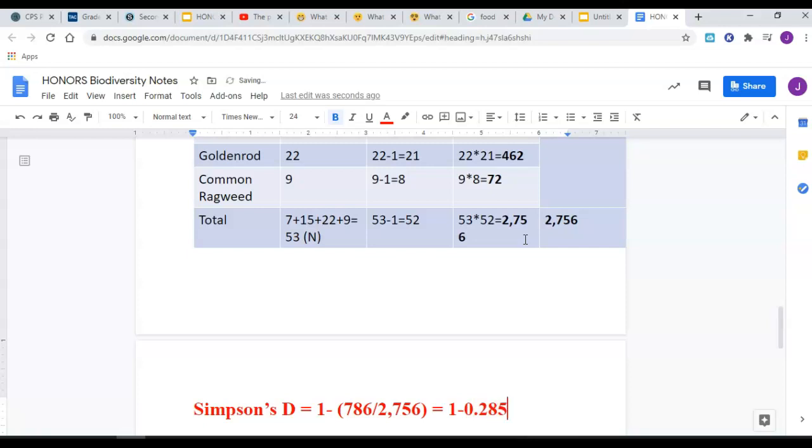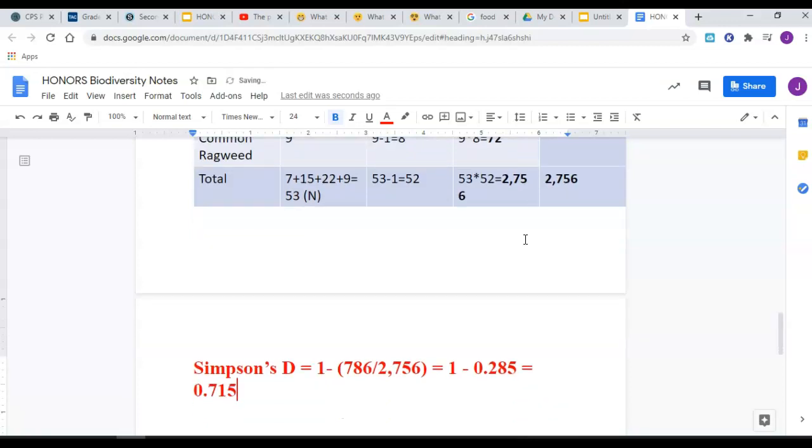All right, I get 1 minus 0.285, which is the same as 0.715. Okay. There's my Simpson's biodiversity index number, 0.715.